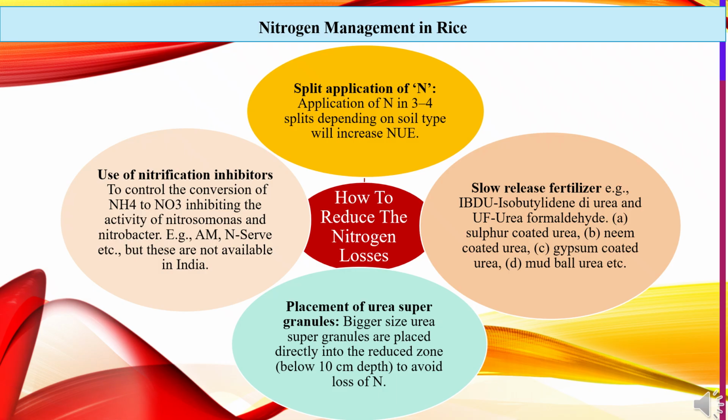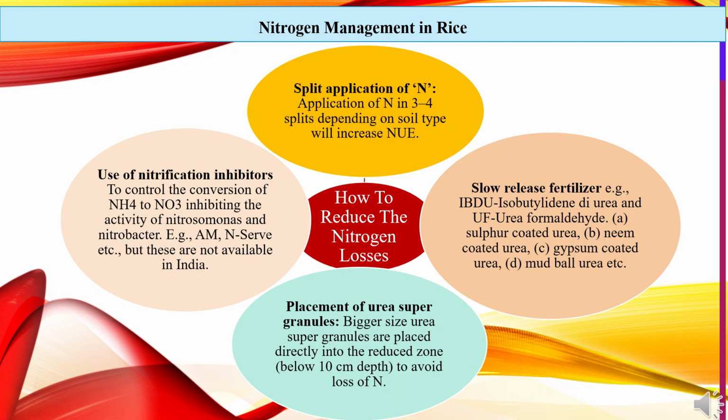Use of slow-release fertilizers. Slow-release forms of urea reduce rapid N losses and provide a steady nutrient supply. Examples include IBDU, isobutylidene diurea, UF, urea formaldehyde, sulfur-coated urea, neem-coated urea, gypsum-coated urea, mud ball urea.